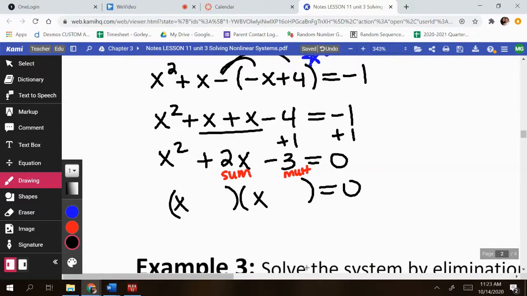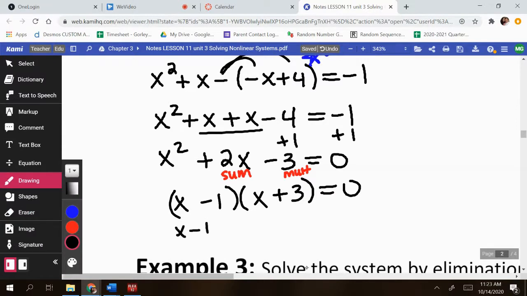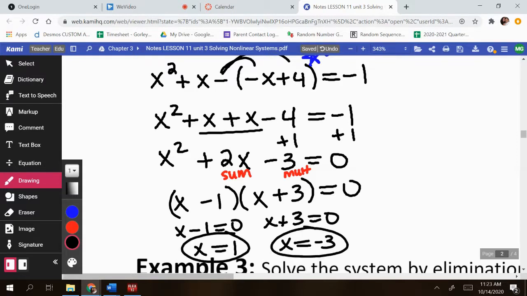That's going to have to be what? A positive 3 and a negative 1, right? My outers would be 3x, my inners would be negative 1x, so I'd get 2x. Excellent. Set each one of these factors equal to 0 to solve for x. So we get that x is 1, and we get that x is negative 3 when I solve for x.